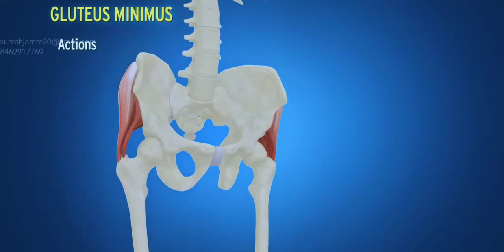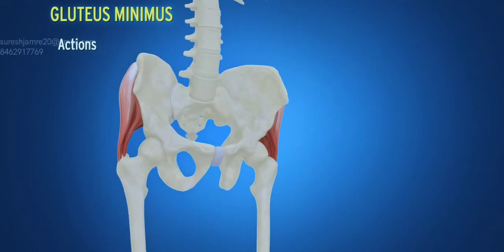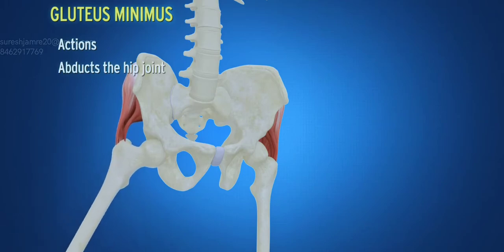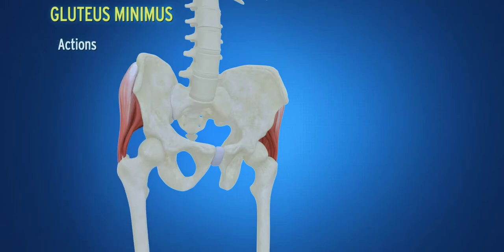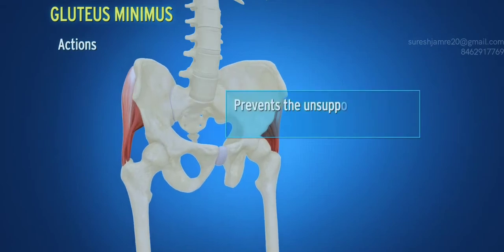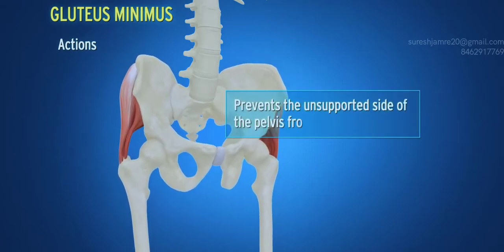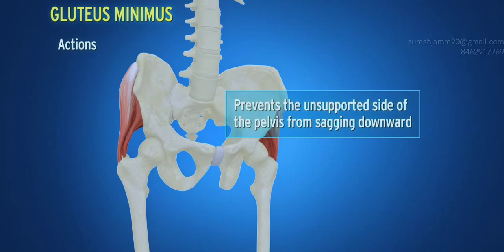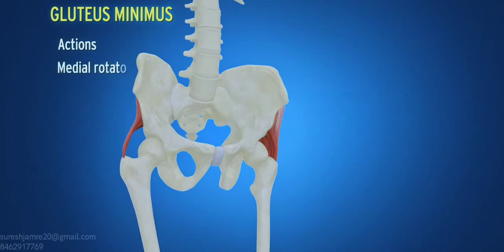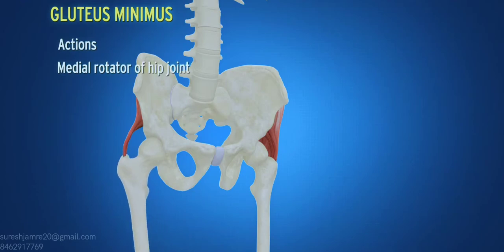Actions. Acting from above along with gluteus medius, it abducts the hip joint. Acting from below along with gluteus medius, it prevents the unsupported side of the pelvis from sagging downward during locomotion. Medial rotator of hip joint.